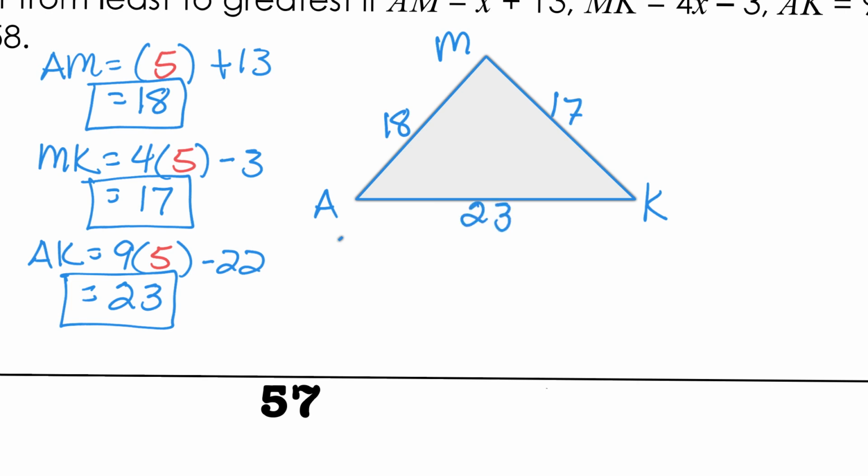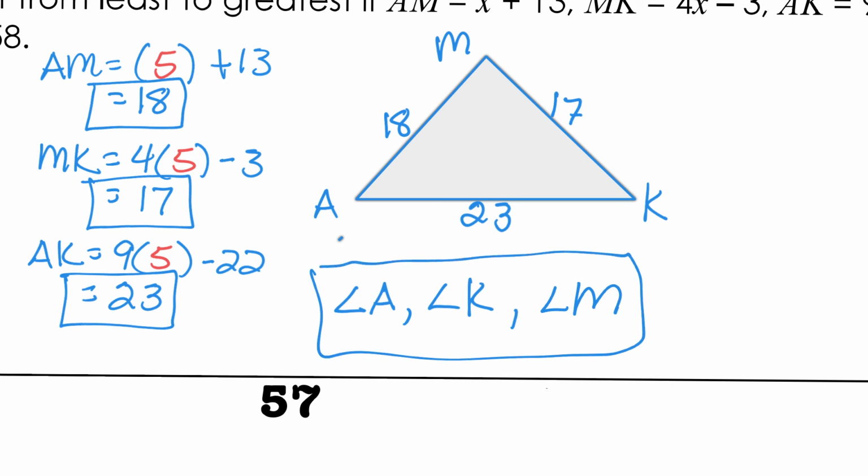So now we've got our side lengths. Let's look at the shortest side. This is the shortest side, so this angle A would be the smallest angle. Next is this side, which is 18, so it would be angle K. And finally, our longest side right here of 23, and opposite of that is M. So that is going to be the largest angle. And there you have it, the small, medium, and large of the angles.